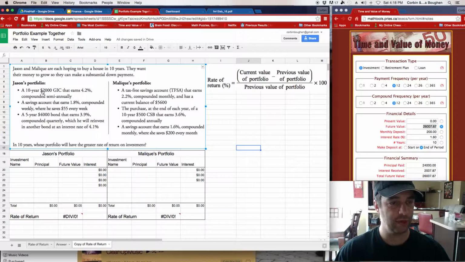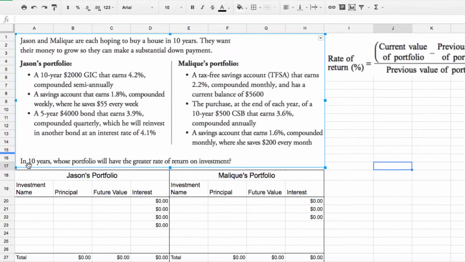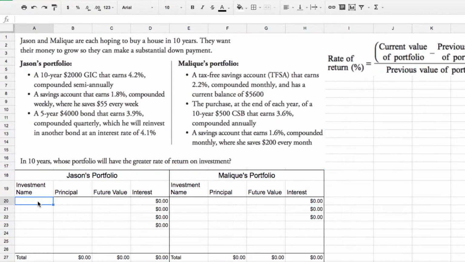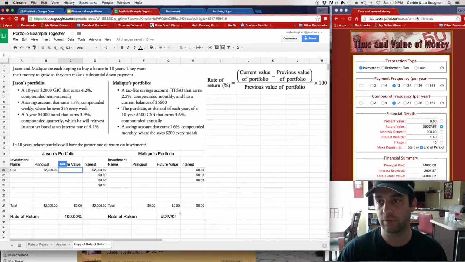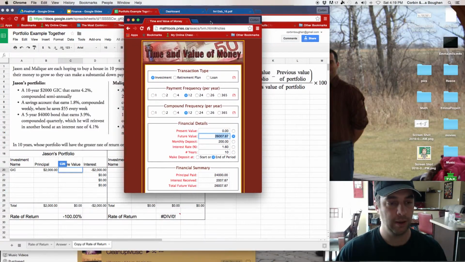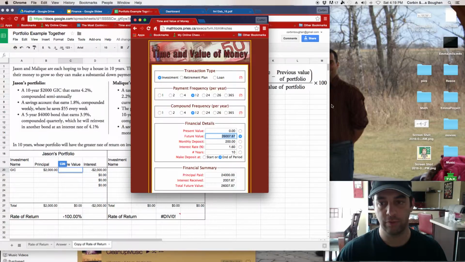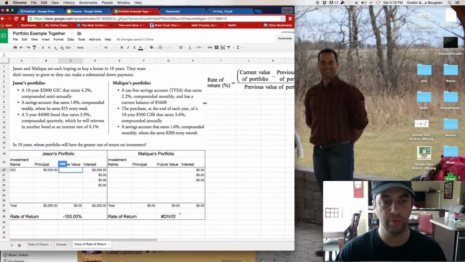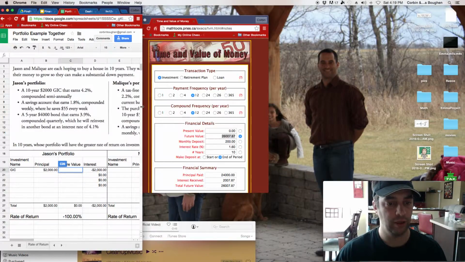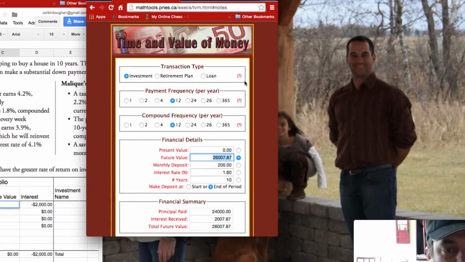Okay, so he's got a 10-year $2,000 GIC that earns 4.2 semi-annually. That one seems pretty straightforward, right? So we got, let's name it a GIC. What's the principal? $2,000. Future value. Whoops. Future value is, well, I need a calculator for this one. So let's grab this thing over here. And I'm just going to move this over, just so I can see both at the same time. And then I'll expand it later, okay?